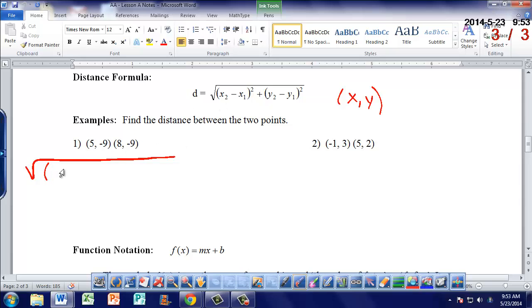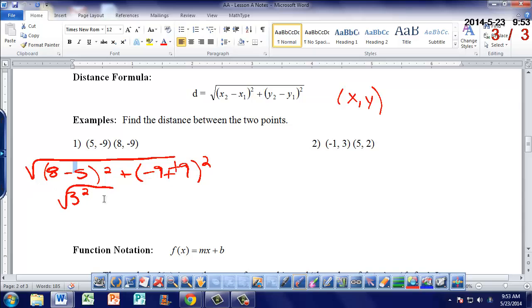But if we want to stick with the formula, we'll go ahead and do 8 minus 5 squared plus negative 9 minus negative 9 squared. This becomes a plus positive. So we get 3 squared plus 0 squared. We get square root of 9, which is 3. We'll go ahead and do the next problem. I'll do it the other way just so you see it doesn't matter.